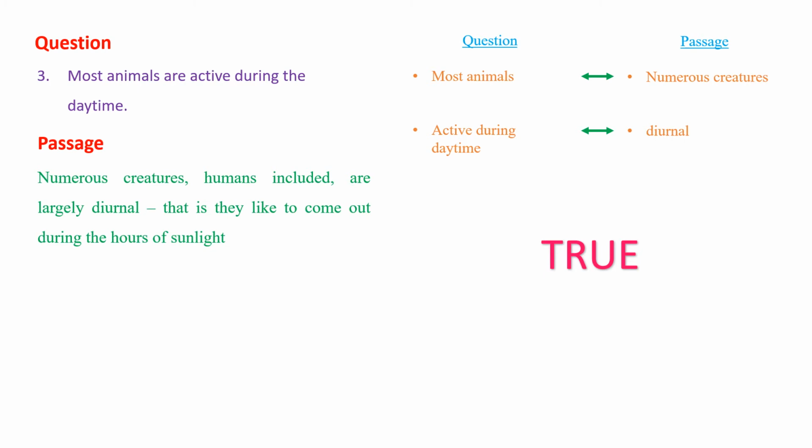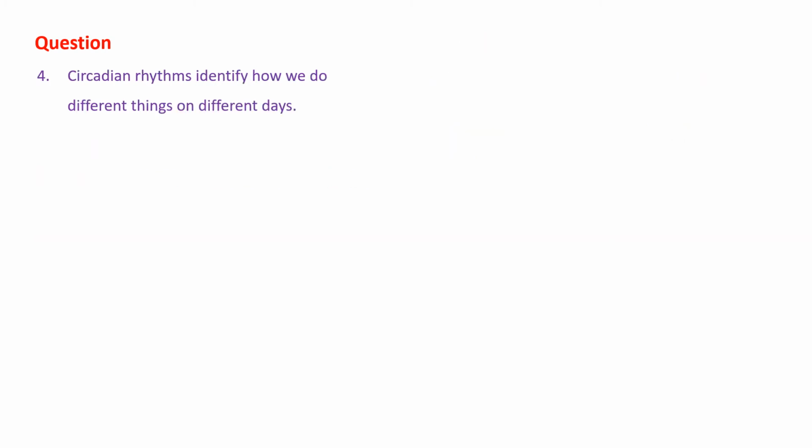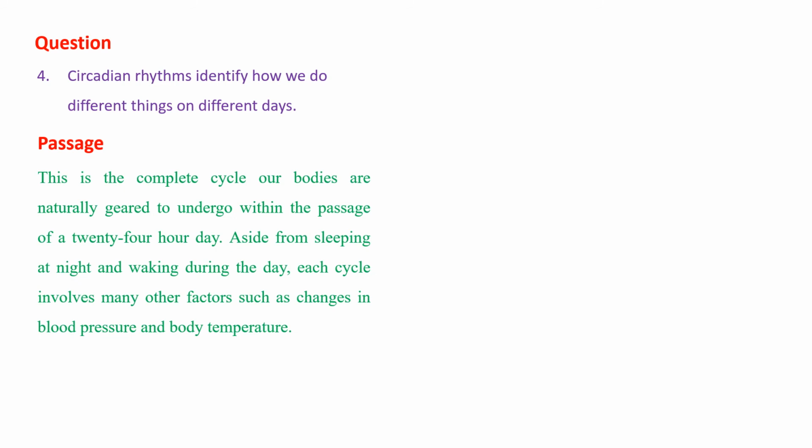Now, let's skip down to the next question. The question is: circadian rhythms identify how we do different things on different days. The answer for this question is in paragraph C. It says that this is the complete cycle our bodies are naturally geared to undergo within the passage of a 24-hour day. Aside from sleeping at night and waking during the day, each cycle involves many other factors such as changes in blood pressure and body temperature.